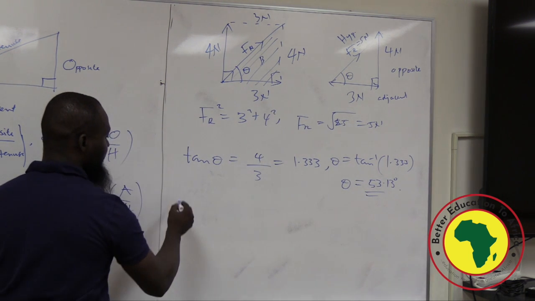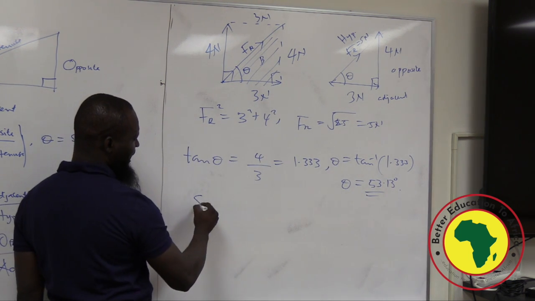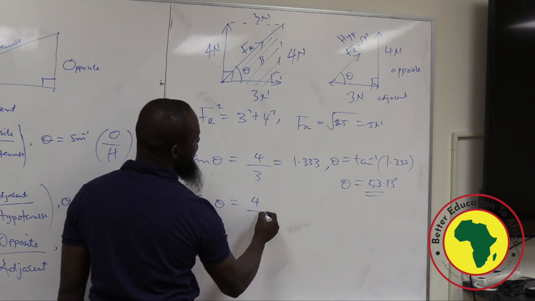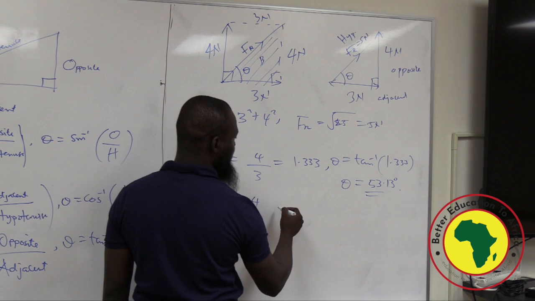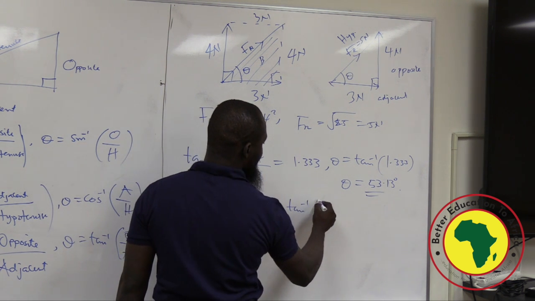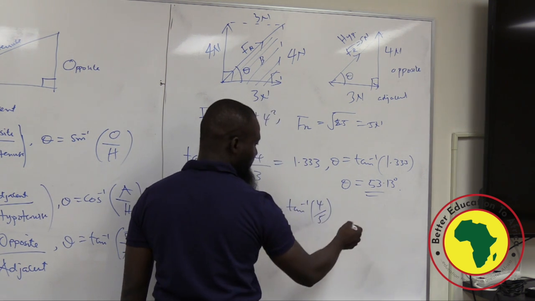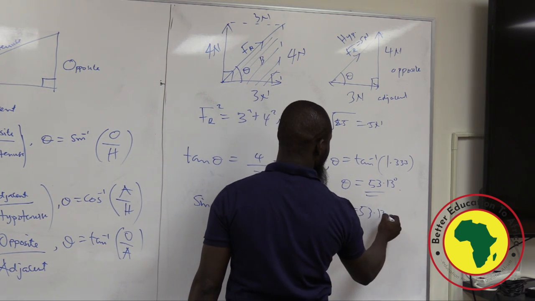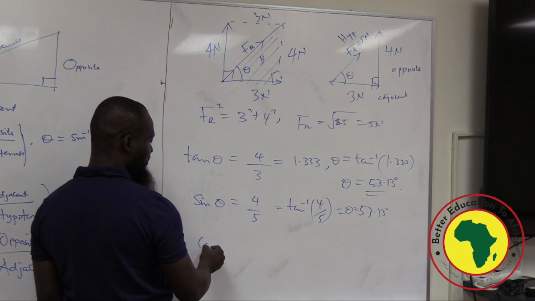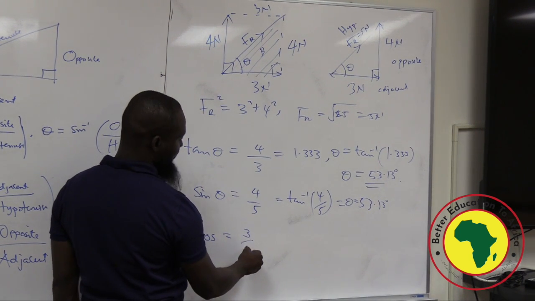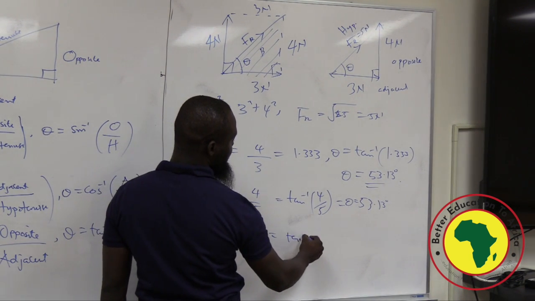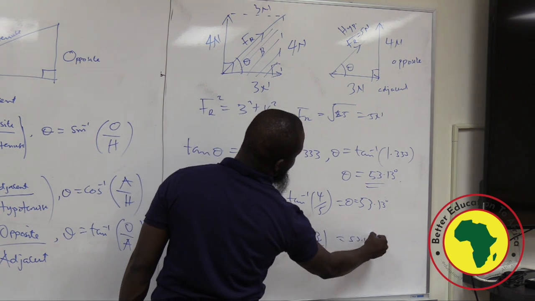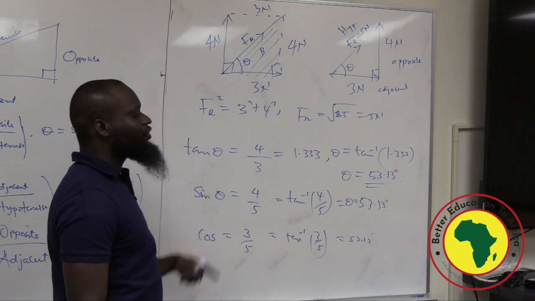Maybe I want to use sine. You see, we get something. Sine theta is opposite over hypotenuse, 4 over 5, okay? And then if you take the inverse, it's still going to give you 53.13 degrees. Or you want to use cosine, 3 over 5, it's still going to give you 53.13 degrees. So any of the ones you use, you get the same answer.